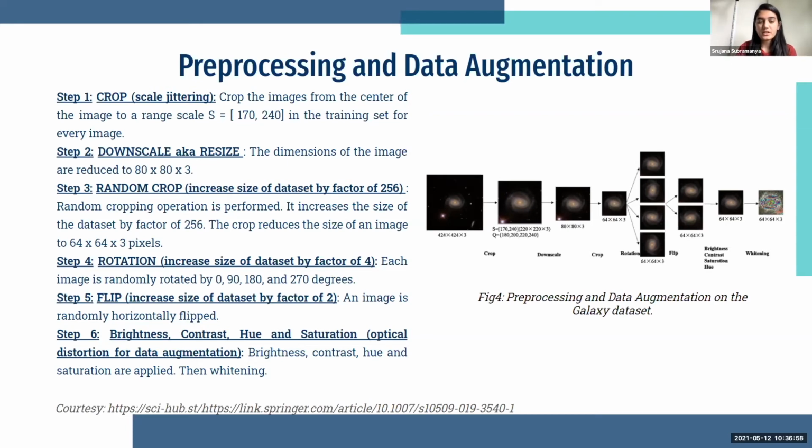Once you've done that, we proceed to resize the images and perform random cropping to increase the size of the data set by a factor of 256. Then we do rotation, and you again increase the size of the data set by a factor of 4, and then you perform flip. You have two kinds of flip, so you increase the data set by a factor of 2. And finally, applying brightness, contrast, hue, and saturation is also one of the pre-processing techniques that has provided good results in this workflow.